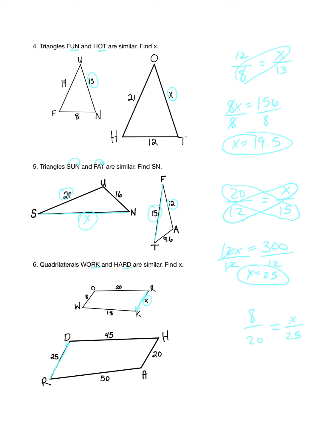All right, then we're just going to cross multiply again. 20x equals 200. Divide out the 20. Oops, not 200. And x equals 10. All right.